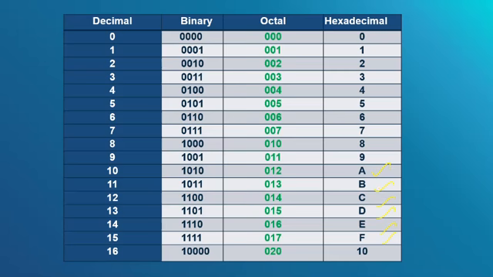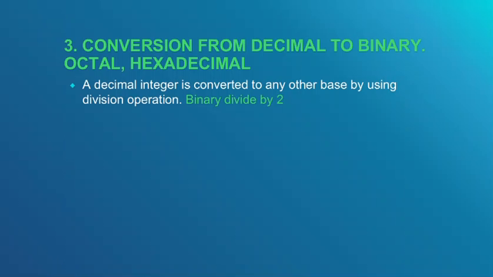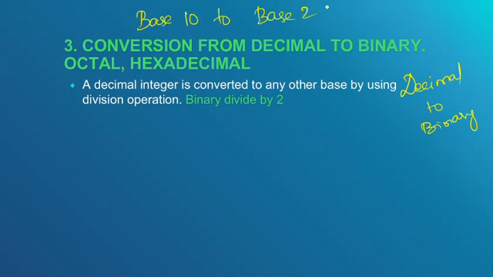Let us first see the conversion from decimal to other bases. Here we are going to see the conversion from decimal to binary, octal and hexadecimal. First, we will be converting a decimal value. The example we are going to see here is a decimal being converted into binary format, that is, from base 10 to base 2, from the decimal system to the binary system.